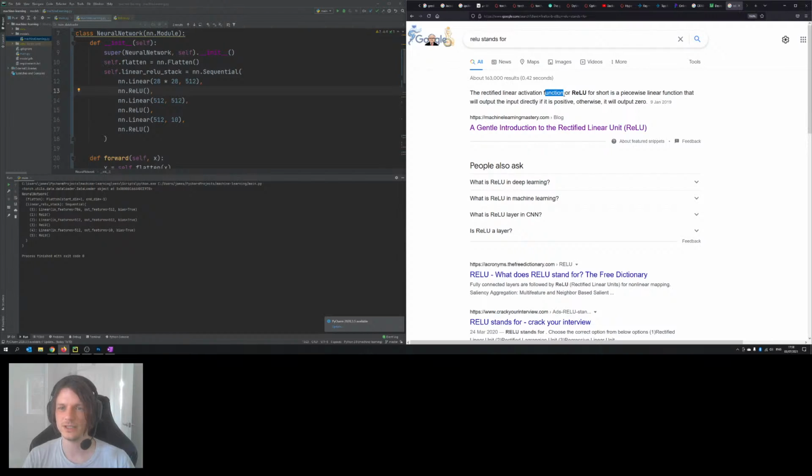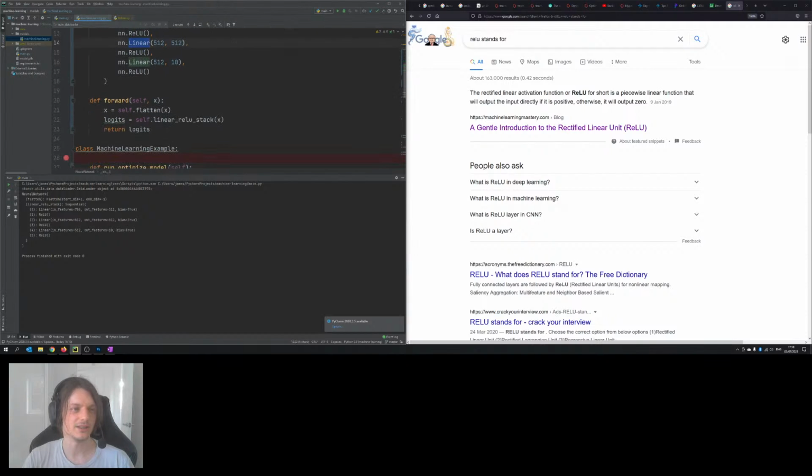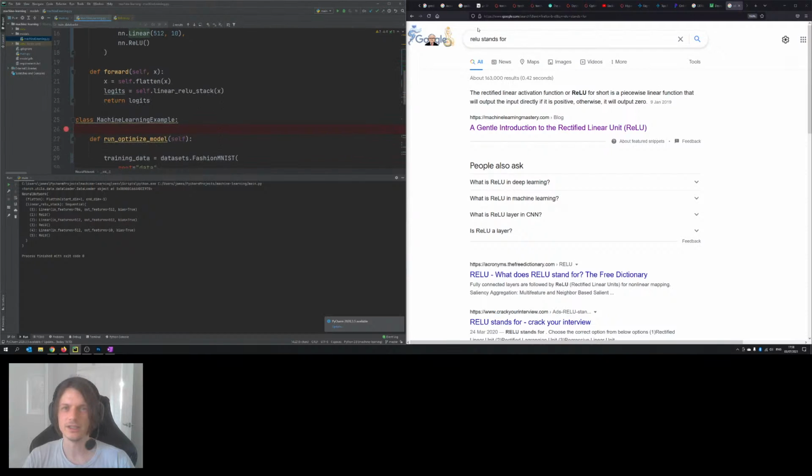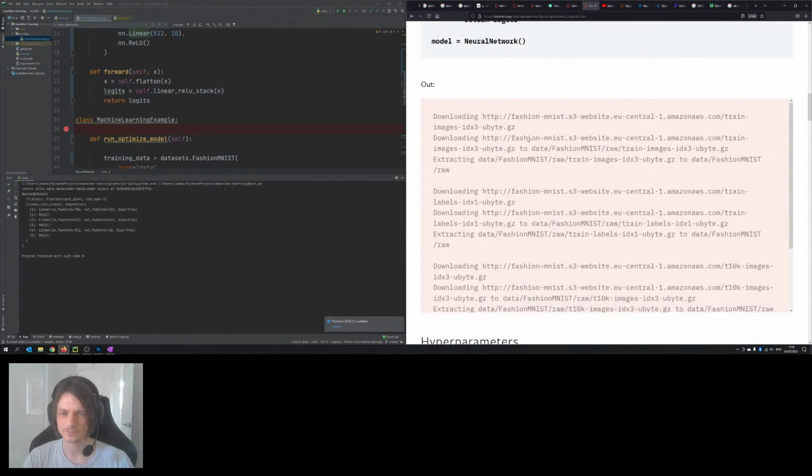In short, it is a piecewise linear function that will output the input directly if it is positive, otherwise it will output 0. Okay, so it normalizes it. Yes, I remember that. Cool. And then this linear, and then ReLU, linear. Okay. Right, let's just go with the flow here.